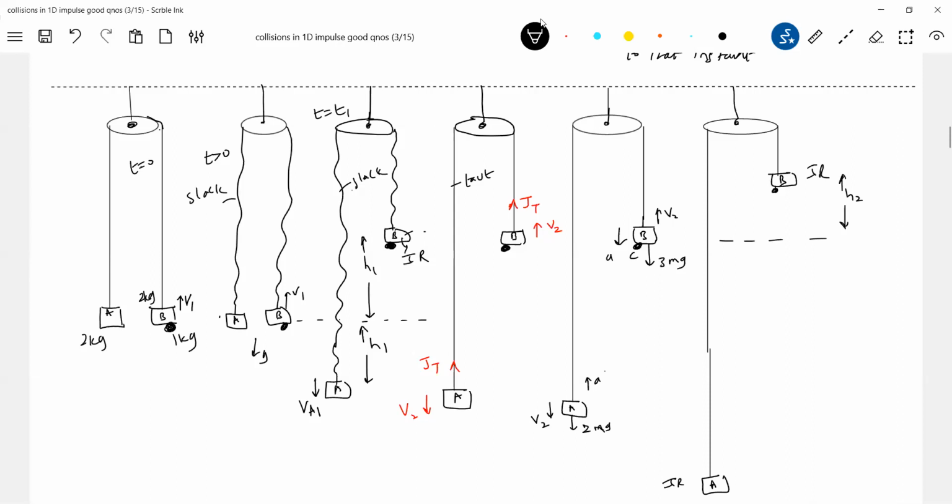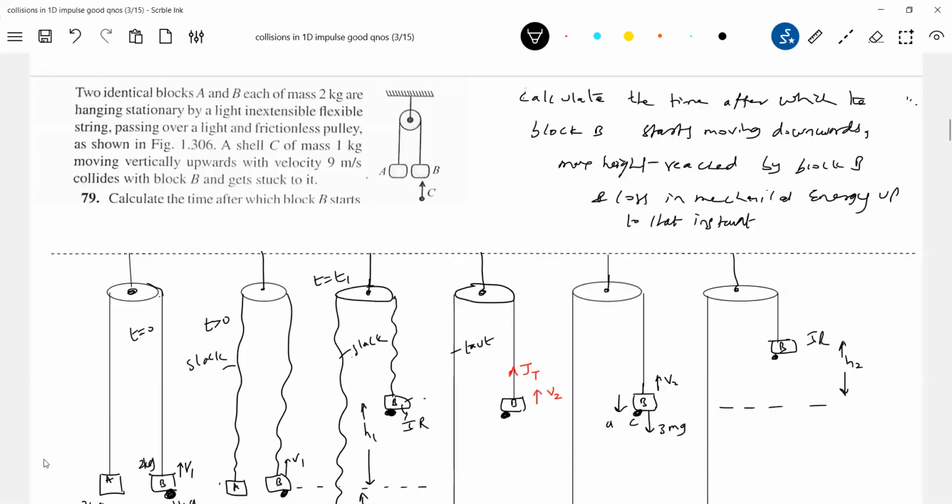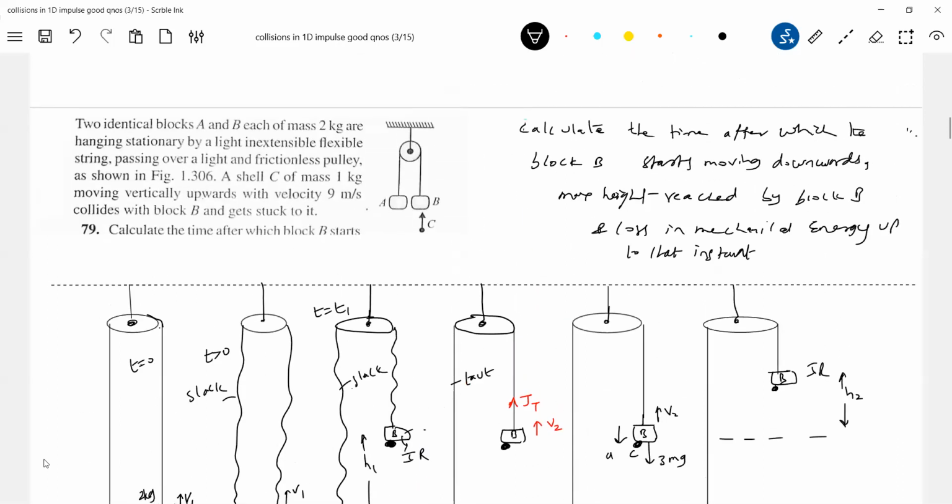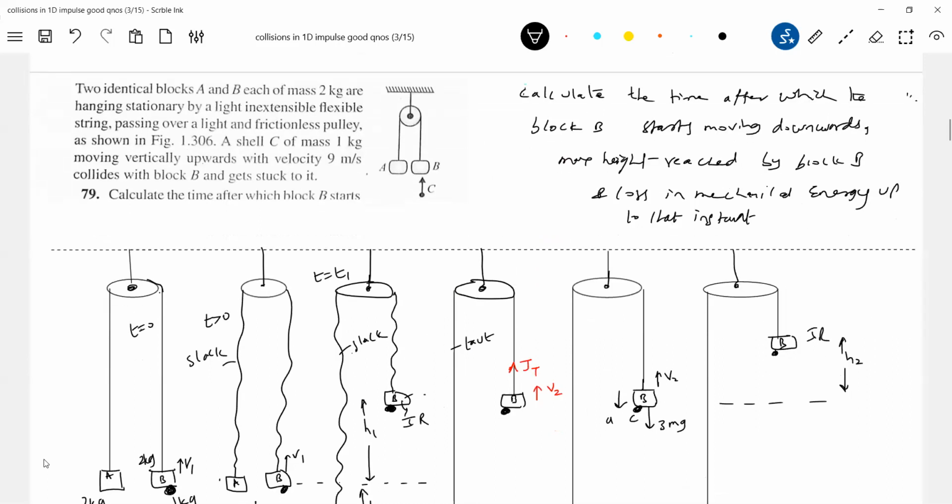Now you write the equation. Without this background, I think you are in very big trouble. So let's see that. Calculate the time after which the block B starts moving downward. Maximum height reached by block B. So maximum height reached by block B means what I should do? H1 plus H2. Calculate the time after which the block B starts moving downward. Means what I should do here.